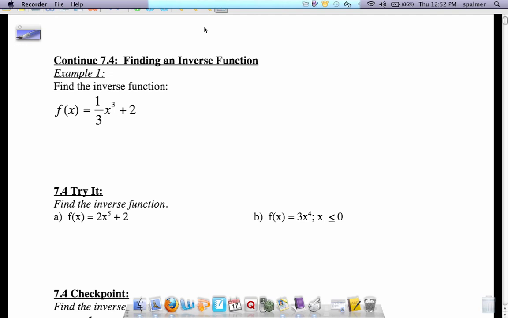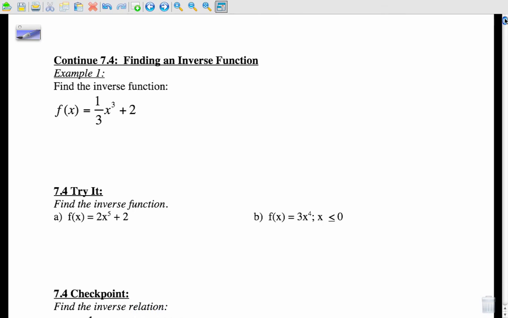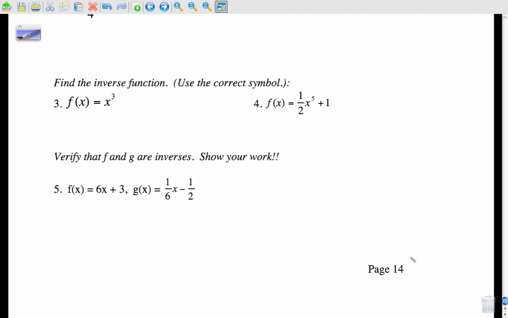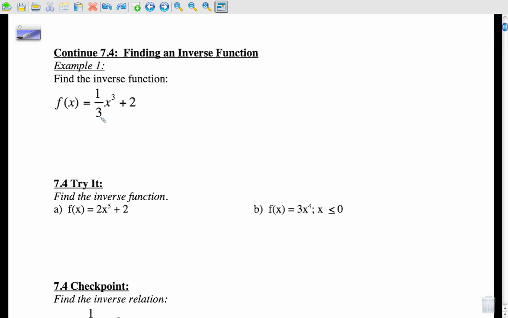All right, taking a quick finish-up look here at inverse functions. I'm now going to run over, I'm on page 14 in your notes here. Starting with a little bit more complicated example like the one we're on here, finding the inverse function. We're still going to follow the same process as before, which is we're going to switch this to a y. So we've got y equals 1/3 x cubed plus 2.